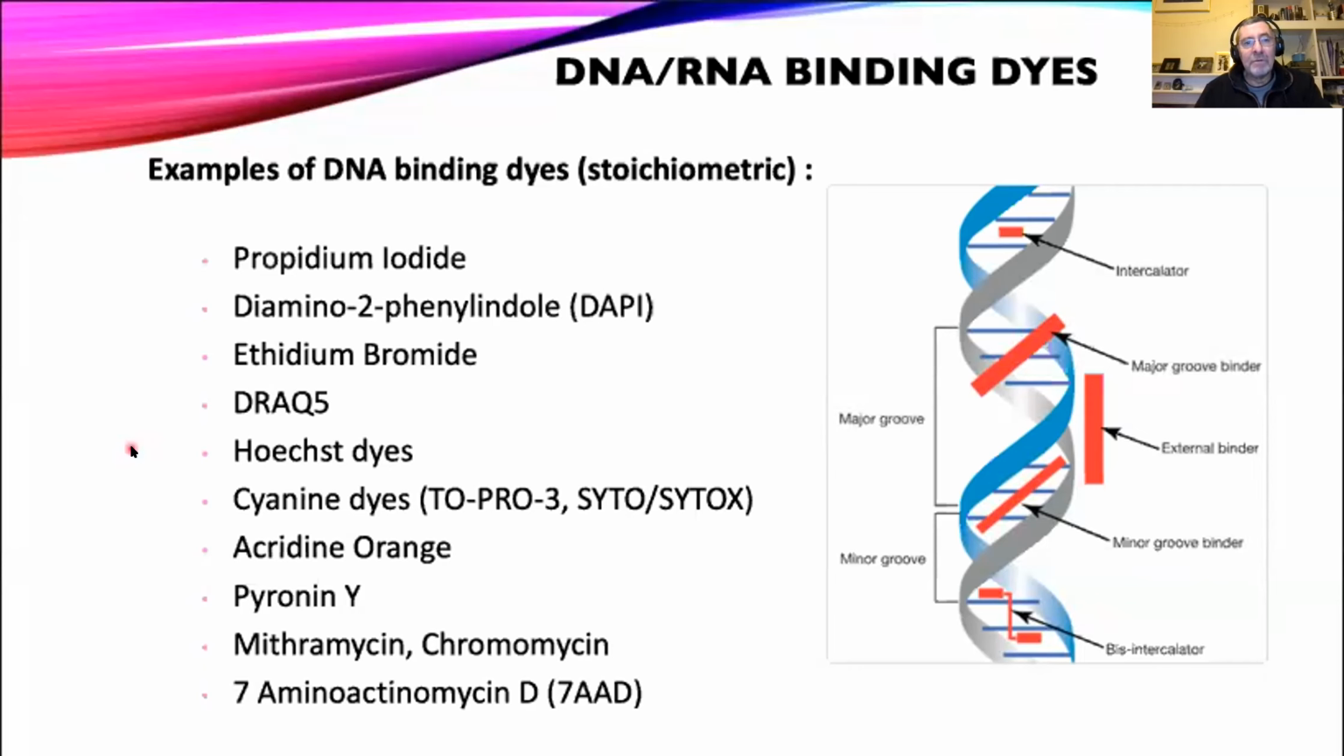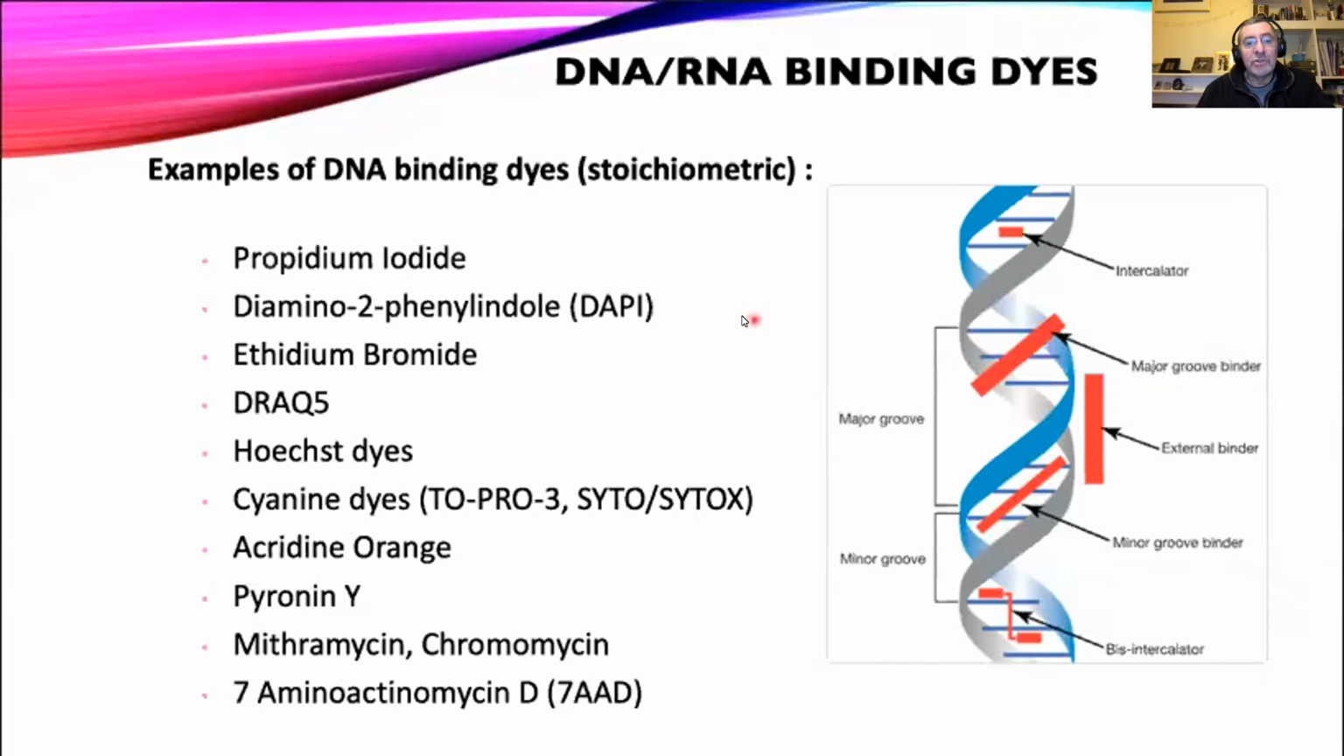Now, these all have different excitation and emission characteristics, and obviously that's an important consideration. But they have one thing in common, and that is that they bind in proportion to the amount of DNA that's in the cell. They bind stoichiometrically. And that's important because I want a cell that's in G2 to take up twice as much dye, and therefore be twice as fluorescent, as a cell that's in G1.